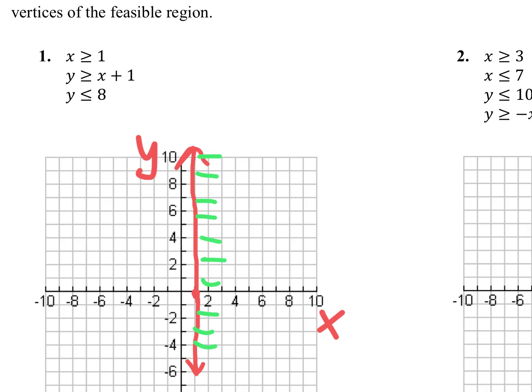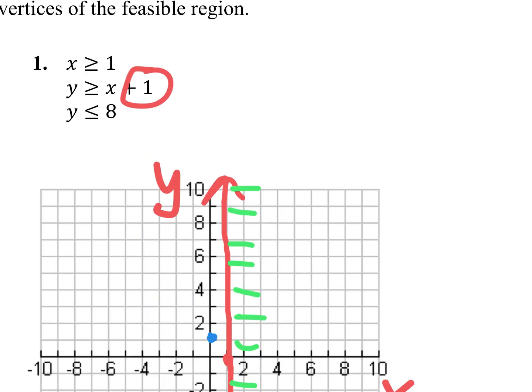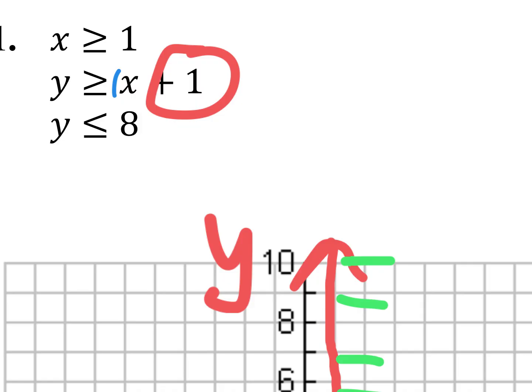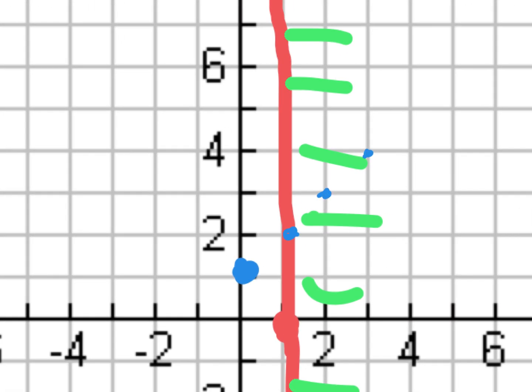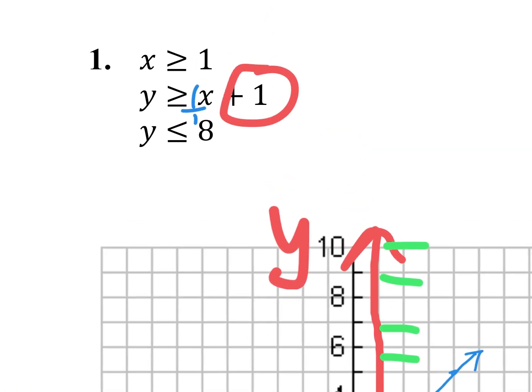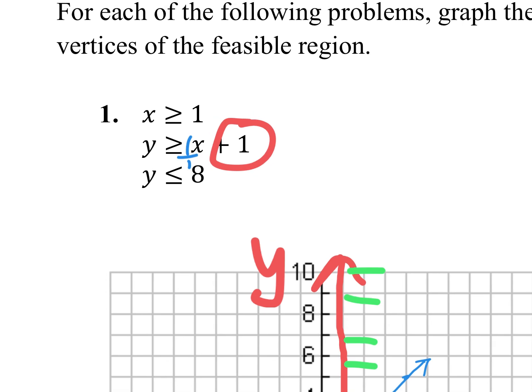All right, the next one is y is greater than or equal to x plus 1, starting at the 1. That's called the y-intercept. I put a dot there. And now the slope of that is a 1, which is really a 1 over a 1. Rise over run, remember that? Up 1 over 1, up 1 over 1, up 1 over 1. I think I've done enough of those. Draw my line through it. Double check that I'm supposed to be using a solid line. Does it say equal to? It does. And then it's just shading. It says greater than.